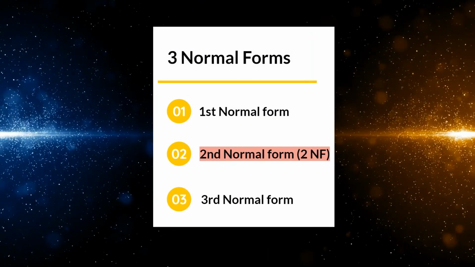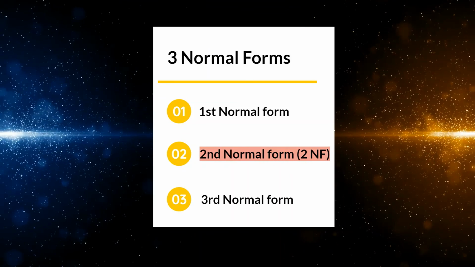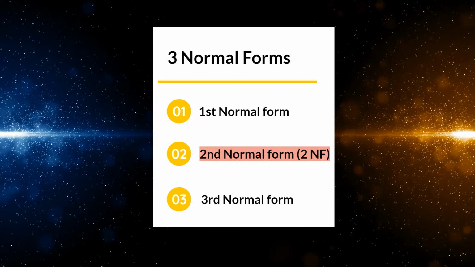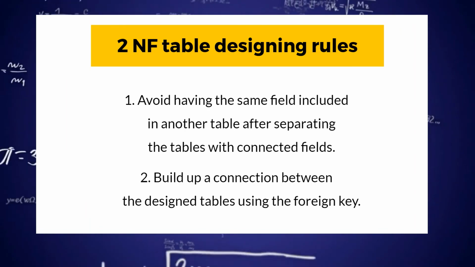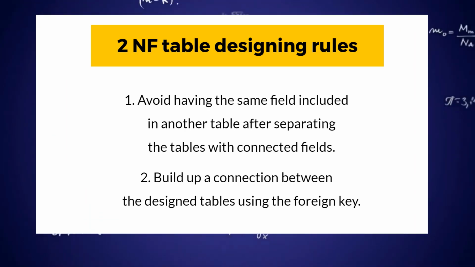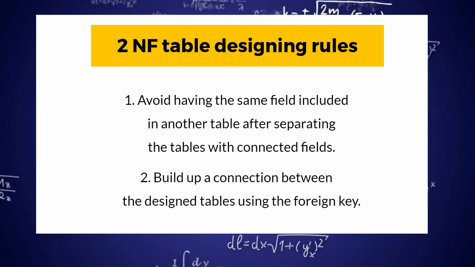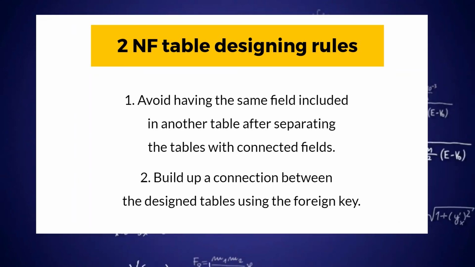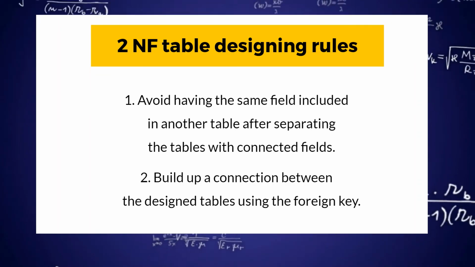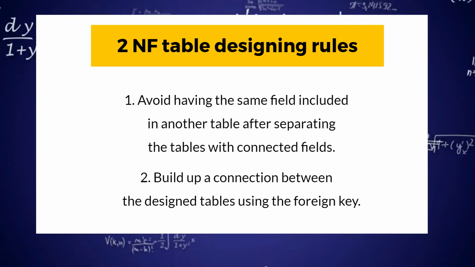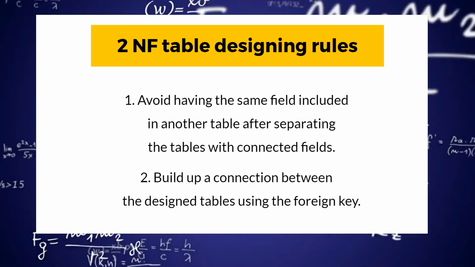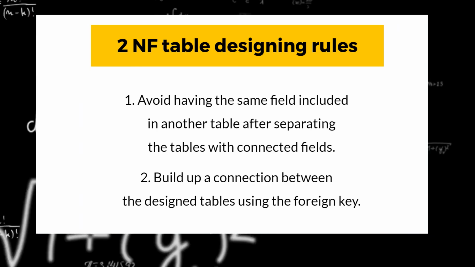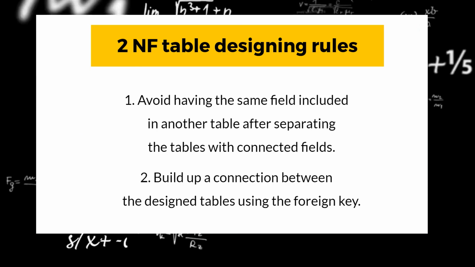Let's learn about the second normal form now. The second normal form table designing rules include: number 1, avoid having the same field included in another table after separating the tables with connected fields, and number 2, build up a connection between the designed tables using the foreign key.